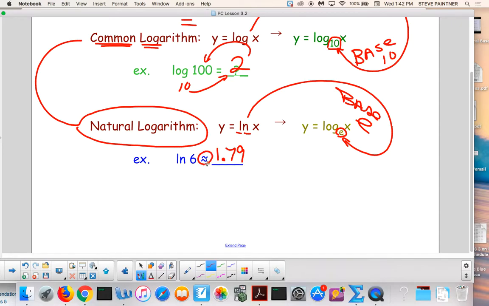Does this make sense? Why it's 1.79? How do you know it's right? I know you guys are trusting your calculator. How do you know it's right? E to the 1.79 must be really close to what? E to this must be really close to 6. Punch it in. Don't always trust these answers. 5.99. Yeah, we're close, right? If you want to get closer, you just have to go farther up. You'd have to go a little further. Good?